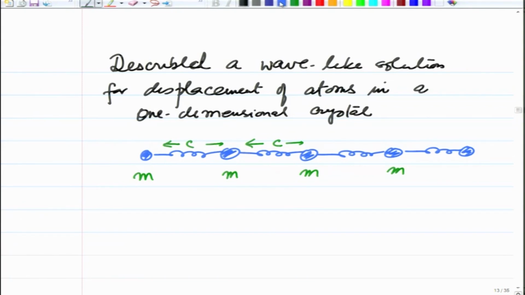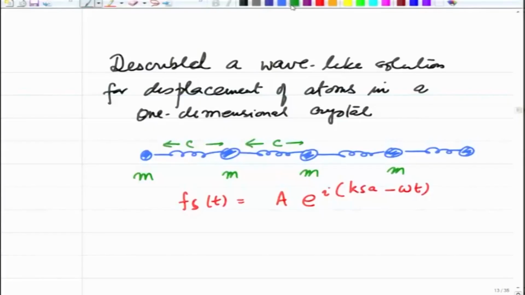We assumed a wave-like solution, f at the sth site as a function of t, being A e raised to i(k s a minus omega t). Remember, in the previous lecture I told you this is the notation one follows, the exponential form, because it makes life easy mathematically. Finally, I am going to take only the real part or the imaginary part of this, and let us stick with the real part. The frequency omega is given as a function of k as 2 square root of c over m sine of mod k a by 2.